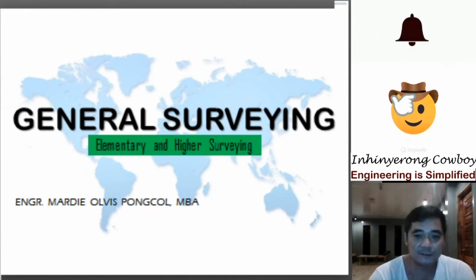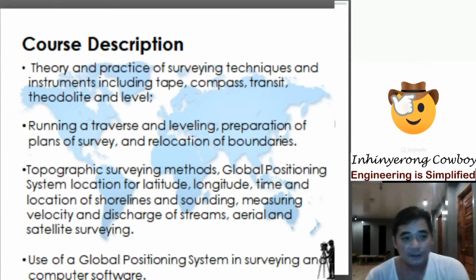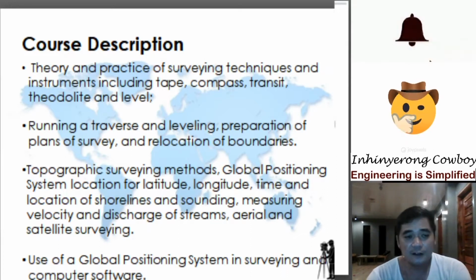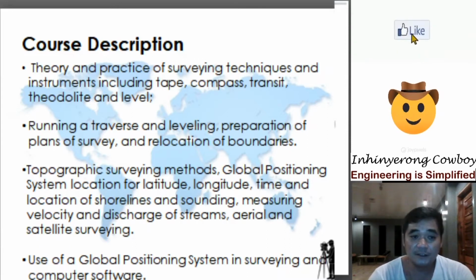Okay, so we'll start. See, the course description of general surveying is as follows. General surveying is the theory and practice of surveying techniques and instruments including tape, compass, transit, theodolite, and level. Number 2 is running a traverse and leveling, preparation of land surveys, and relocation of boundaries.